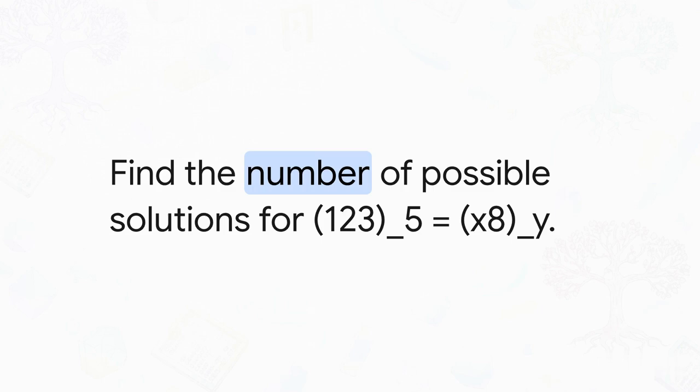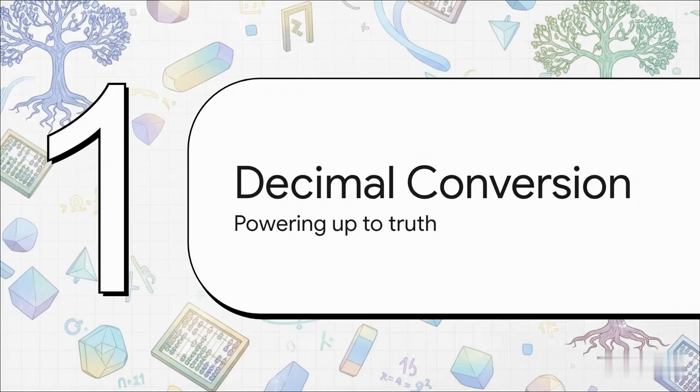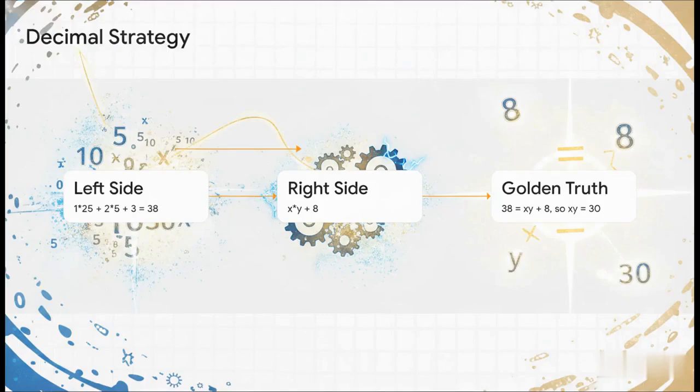magical defenses. Section 1. The magical decimal conversion. Powering up to reveal the mathematical truth. Watch how quickly this seemingly invincible enemy gets reduced to the basics. Our very first move is to convert both sides of the equation into a language we all understand perfectly, the decimal system, good old base 10.